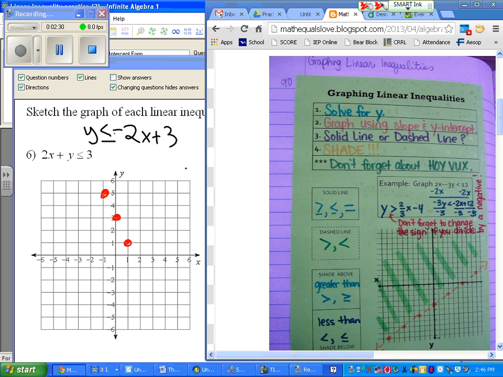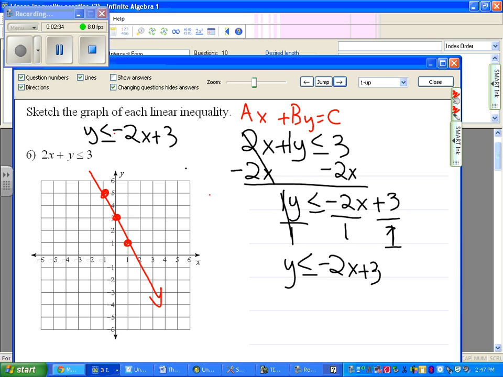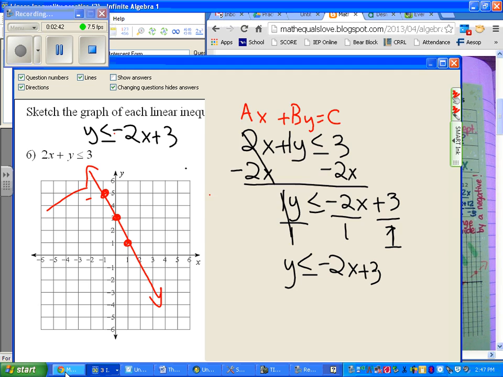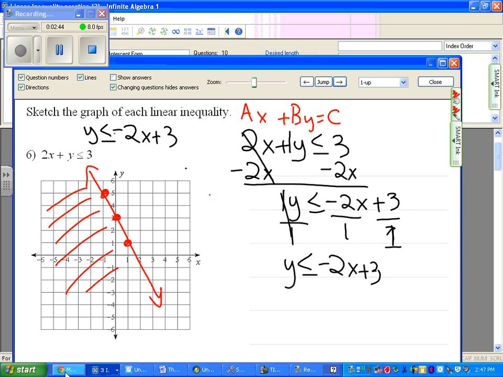All right. Second or third step now, solid line or dashed. Because this is less than or equal to, it's going to be a solid line. First time we've had a solid line yet in the examples. Last step is my shading above or below, and because it's less than, I'm going to be shading below.